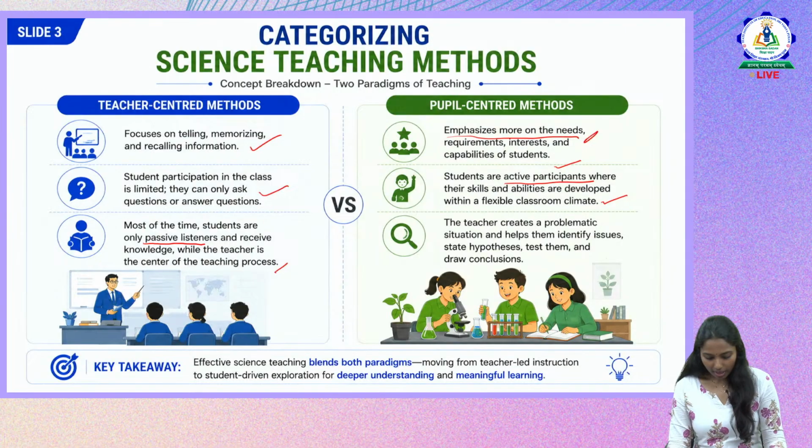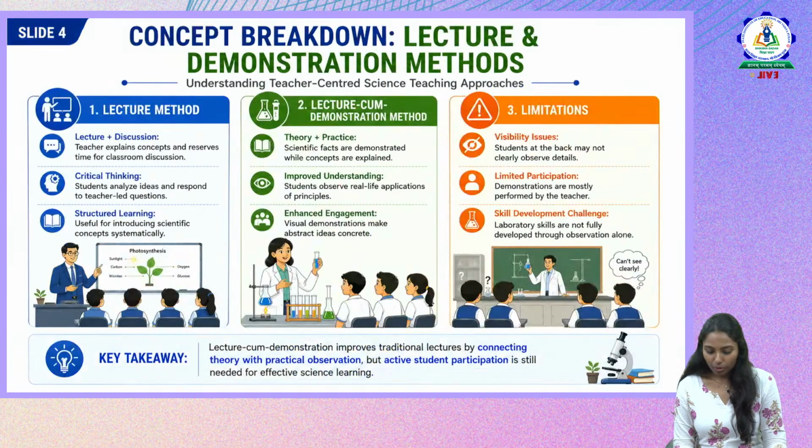Now, science teaching can be blended into both teacher-centered methods as well as pupil-centered or student-centered methods. But nowadays it is preferred that student-centered or child-centered learning is better, because it is good for their deeper understanding and also for meaningful learning.